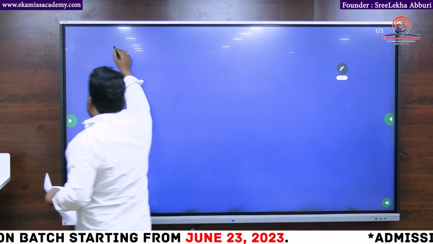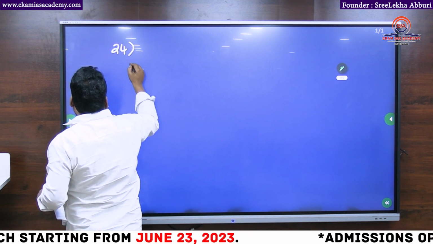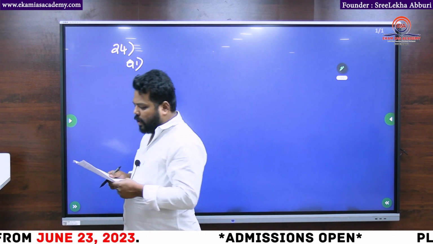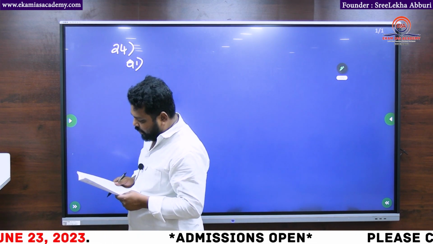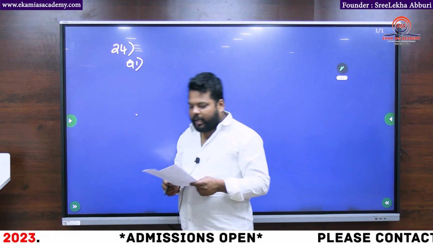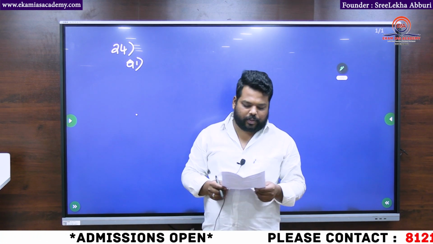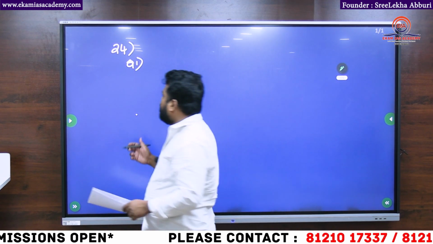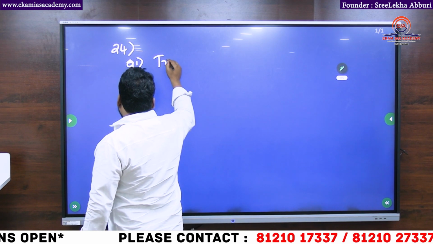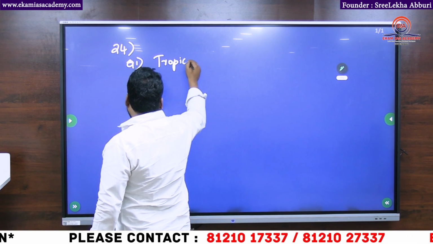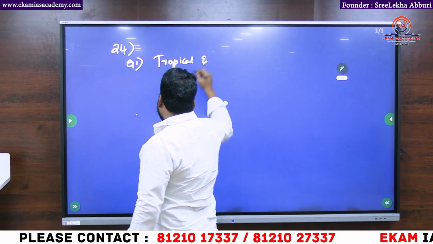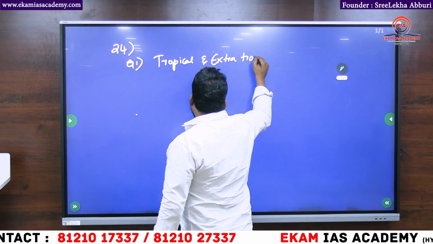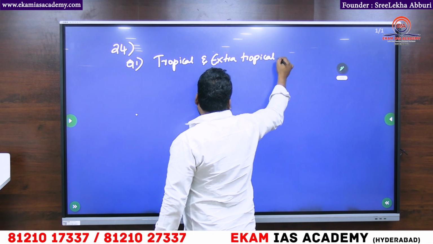and in that the first question is: enumerate the differences between tropical and extratropical cyclones using diagrammatical representation. Okay, so it is simply nothing but they are asking you to contrast and compare tropical and extratropical cyclones.